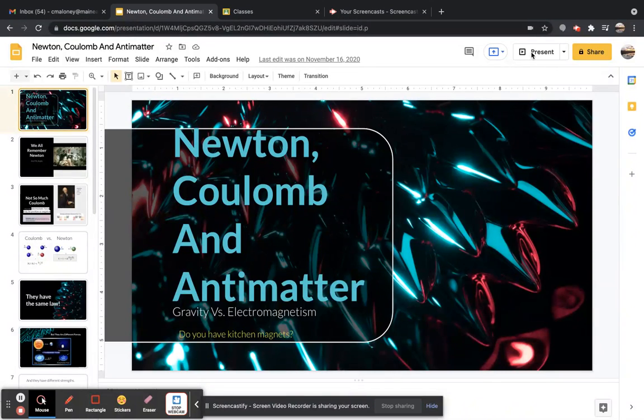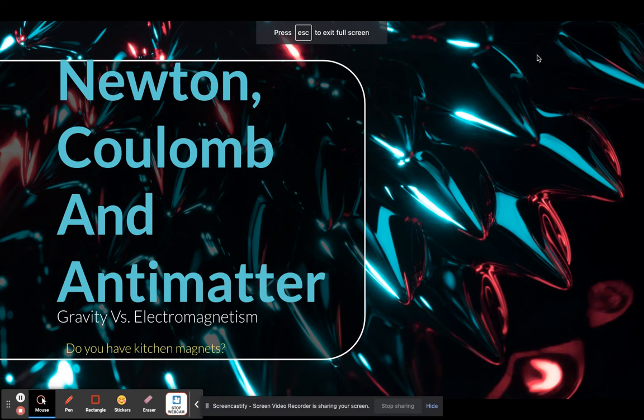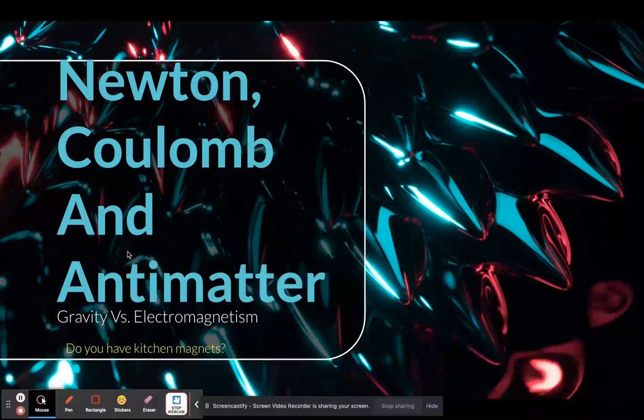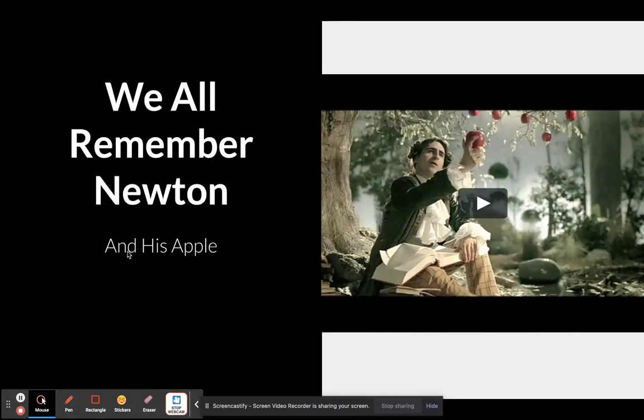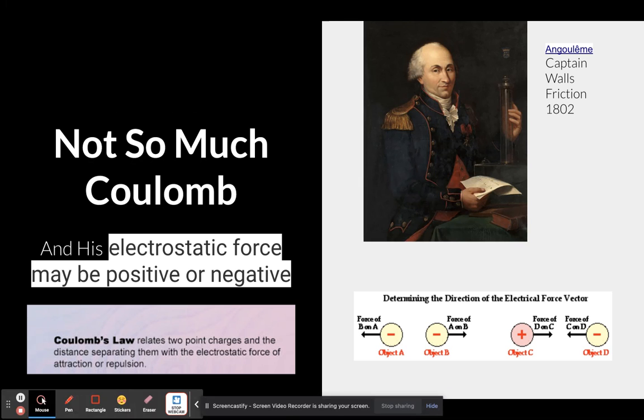Hi, we are trying to present Coulomb for you. So we have Newton, Coulomb, and antimatter. And now we are going to... we all remember Newton, his apple, and not so much Coulomb.